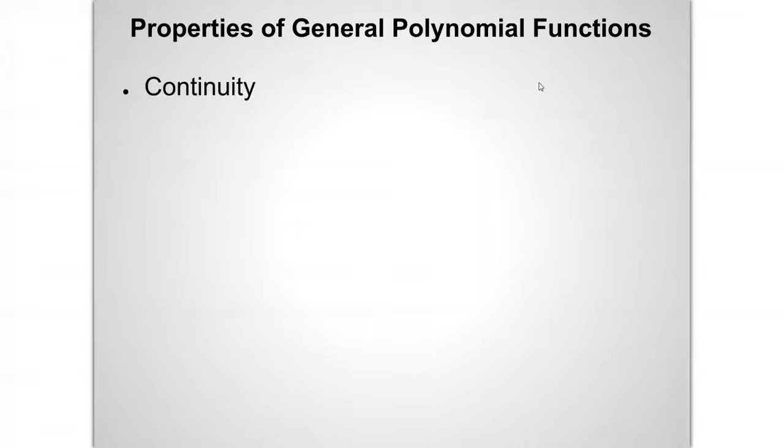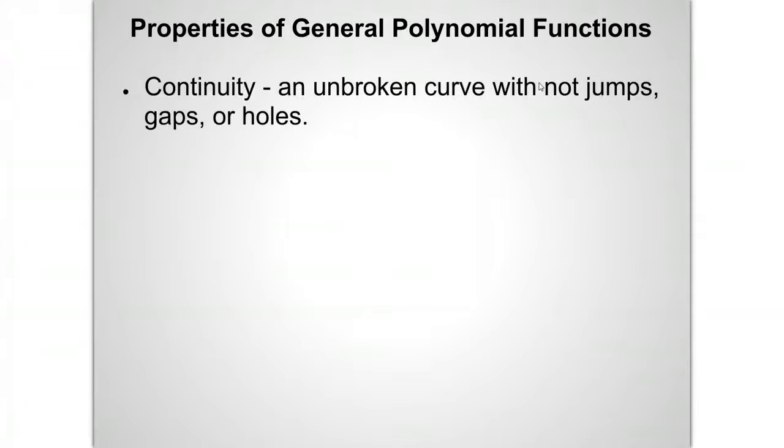The first is continuity. What we mean by continuity is that polynomial functions are unbroken curves with no jumps, gaps, or holes. If you had to draw a polynomial function, you could do it without lifting your pencil because there are no breaks in the graph, no holes, no gaps.